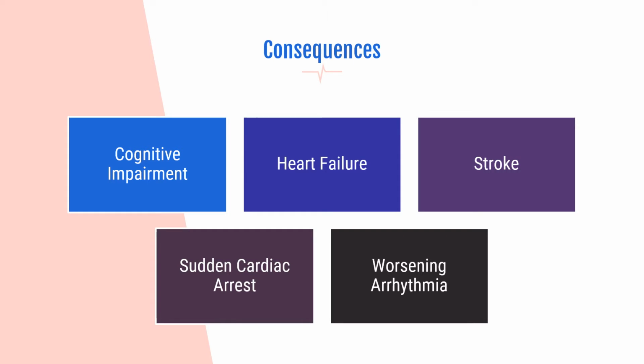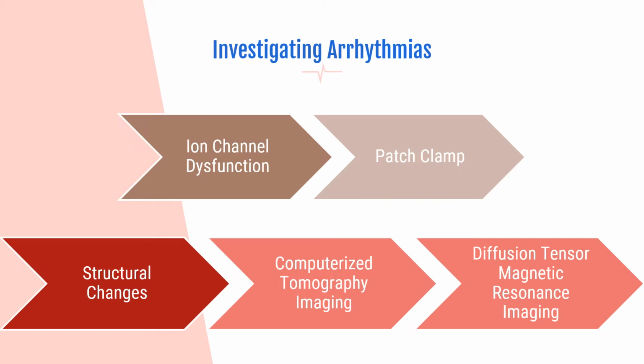Hence, there's no question that arrhythmias can have severe consequences, including cognitive impairment or dementia, heart failure, sudden cardiac arrest, stroke, or even the worsening of existing arrhythmia. The two main aspects to investigating arrhythmias are considering ion channel dysfunction and examining the structural changes of the heart.